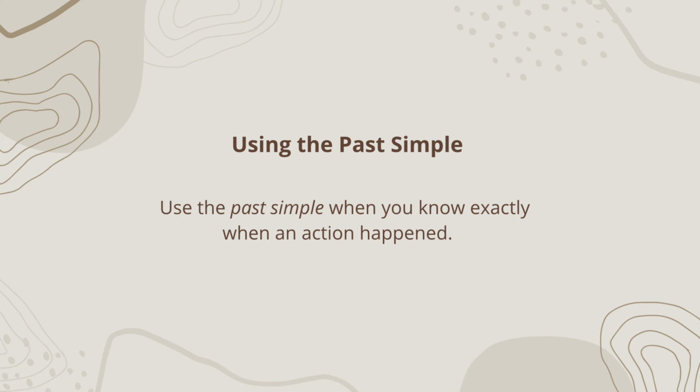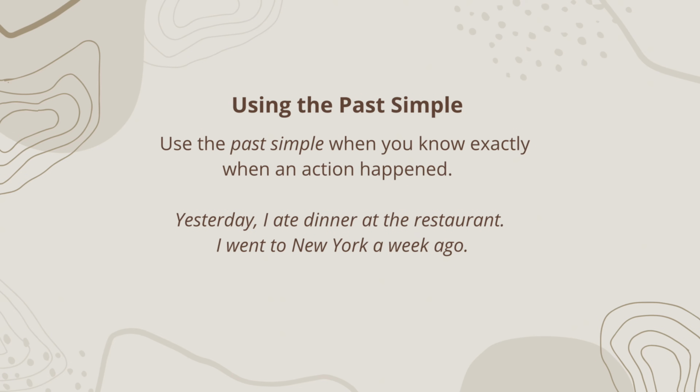With that said, let's get on with the video and talk about when to use the past simple and present perfect. There's actually a very, very simple rule. We use the past simple when we know exactly when the action happened. We have a specific point in time and we know exactly when this was. For example, yesterday I ate dinner at the restaurant. The action happened yesterday, we know exactly when, so we're going to use the past simple ate.